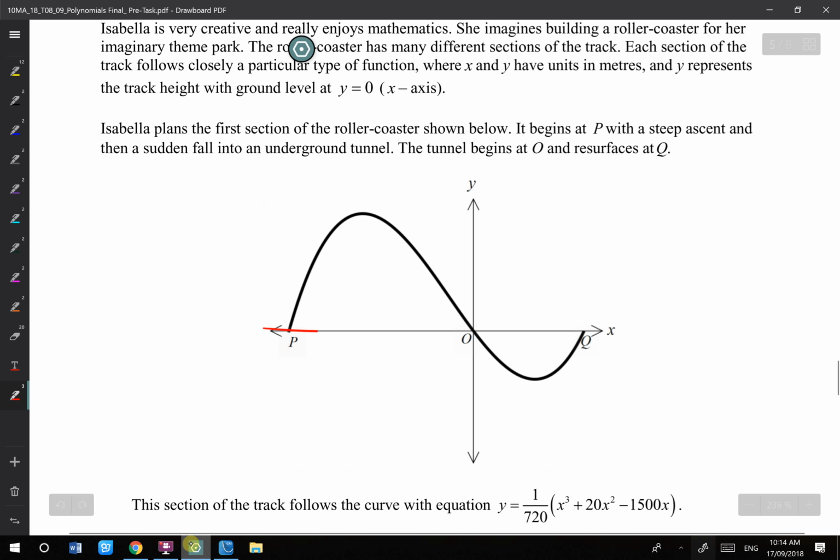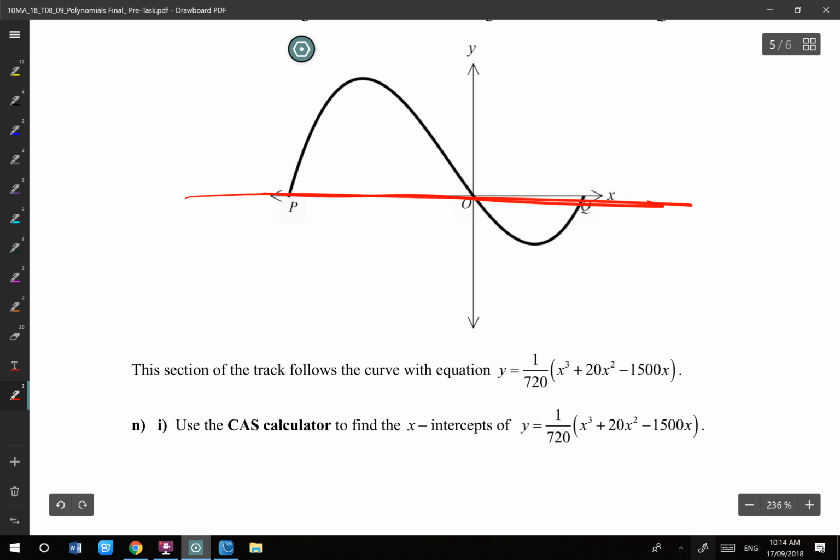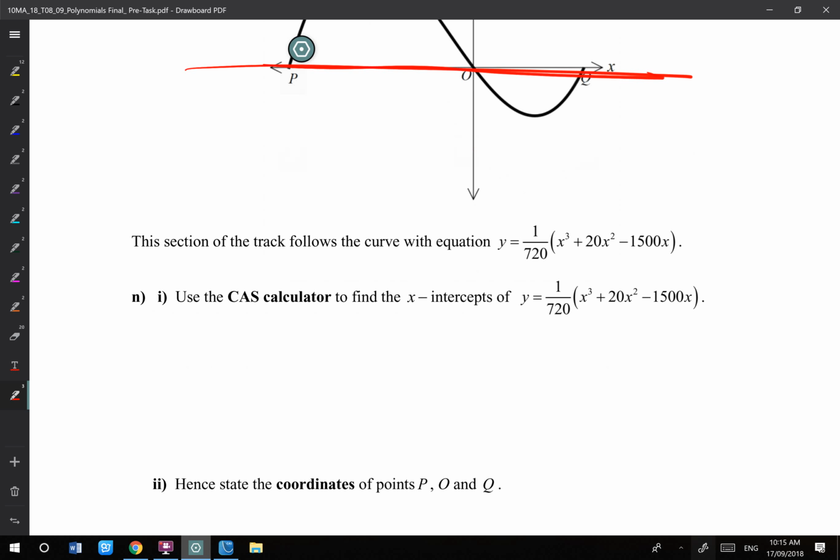So that's the ground. The section is given by that equation. Use the calculator to find the x-intercept of this.